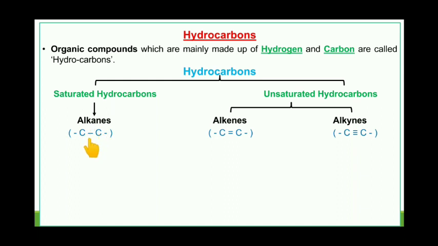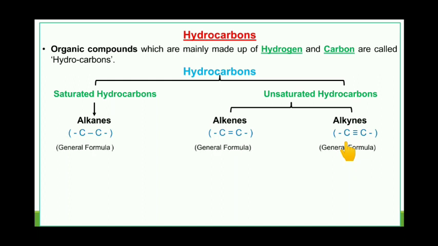Alkanes. The saturated hydrocarbons which contain a carbon to carbon single covalent bond between them are known as alkanes. Whereas the unsaturated hydrocarbons which contain a carbon to carbon double covalent bond are called alkenes. Now how will you define alkynes? Yes, the unsaturated hydrocarbons which have a carbon to carbon triple covalent bond in between them are called alkynes.